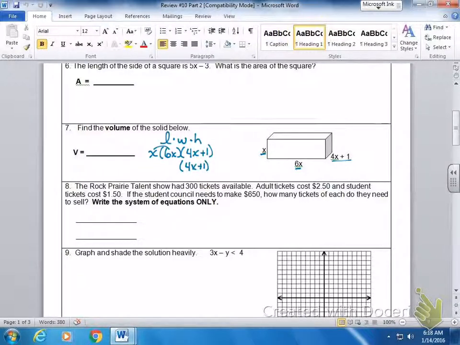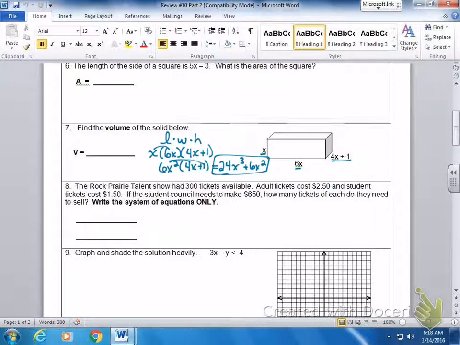Well, if I have x times 6x, that's 6x squared. Now that I fixed that part, I can do the distribution and get my actual volume. So first I have 6x squared times 4x. 6 times 4 is 24. X squared times x is x cubed. And then 6x squared times 1 is just 6x squared. And there's your volume. Okay? So be careful there. Don't rush through it. It shouldn't be a very tough problem. All right, guys. Now, other than that, there's some review questions on the test.